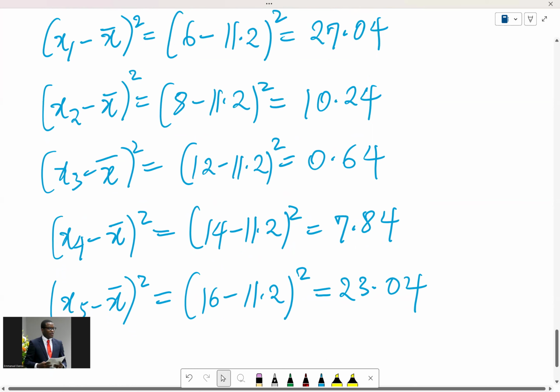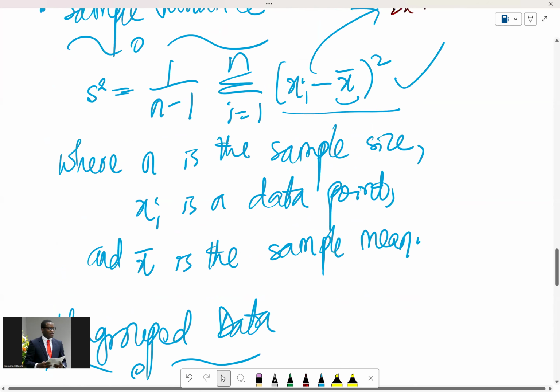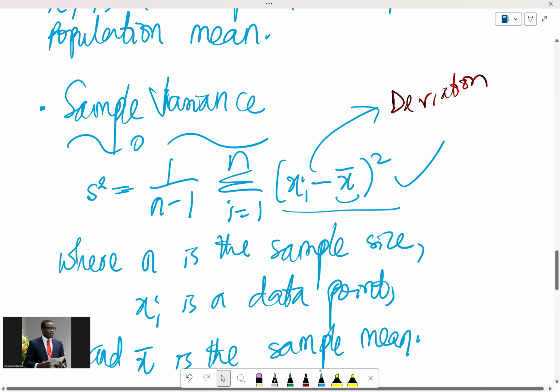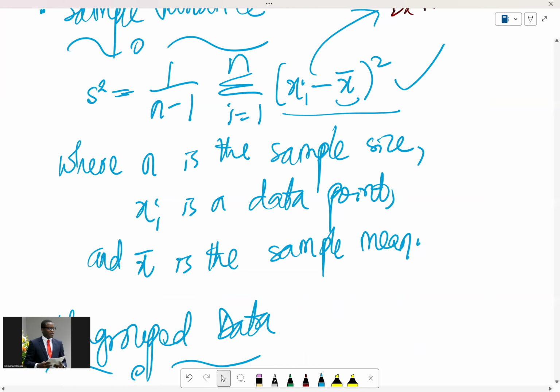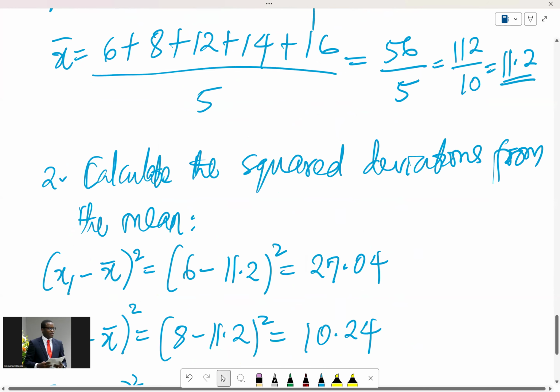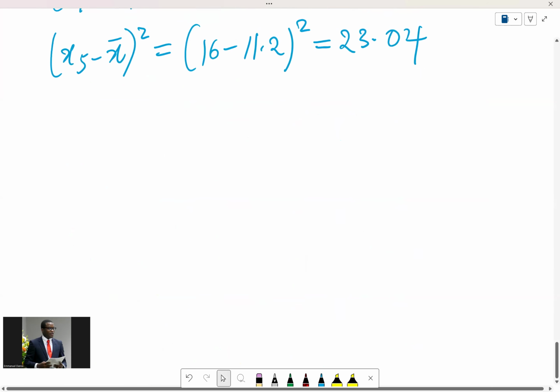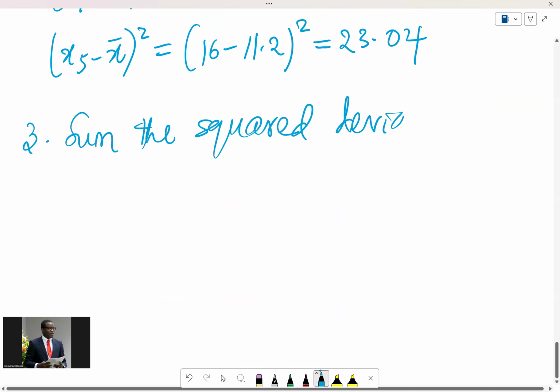So the next thing, from the formula, you know how to go. We found x bar, and we found the deviations squared. We now need to sum up everything and then later divide by n minus 1. So the next thing is to sum things up. Step 3, you have to sum the squared deviations.